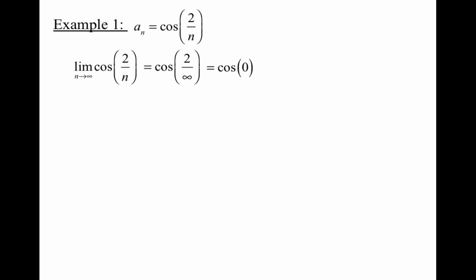All right, so let's look at this example. a sub n equals cosine of 2 over n. So I want to take the limit of this sequence to determine if it converges or diverges. When I put infinity in, 2 over infinity is just 0. So the cosine of 0 is 1. So therefore, this sequence converges.